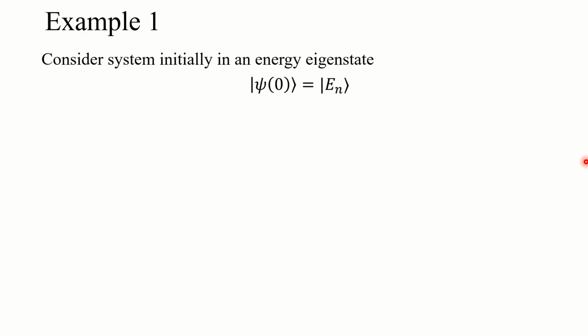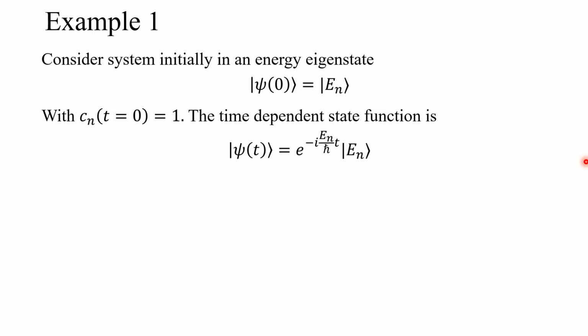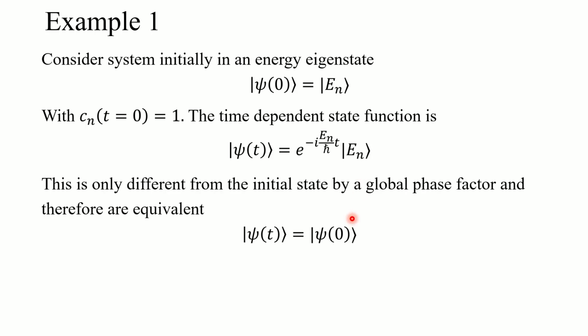So let's see how this works. If we look at a system initially in one of those energy eigenstates, so at t equals 0 the state of the system is in, we'll say, the nth energy eigenstate, as in that coefficient at t equals 0 equals 1. So the time-dependent state function is 1 times that energy-dependent phase factor, e to the negative i, the energy of the nth eigenstate over h bar times t, and that's the exact same state as it was at t equals 0, only different by a global phase.